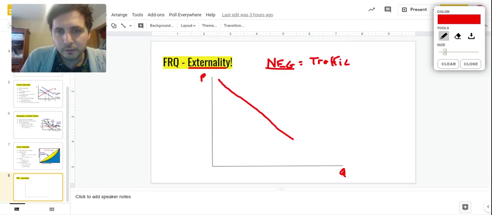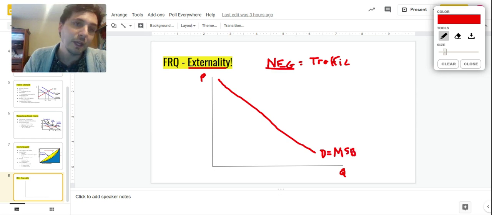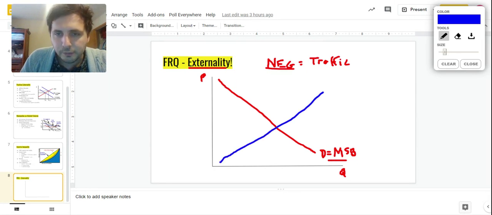So I draw my demand curve, and I do demand is equal to my marginal social benefits, because they both have an inverse relationship. Diminishing returns for social benefits, just a law of demand for demand. So that's MSB. I know it's MSB, not MPB, because I'm dealing with costs, not benefits. So we're going to keep that the same.